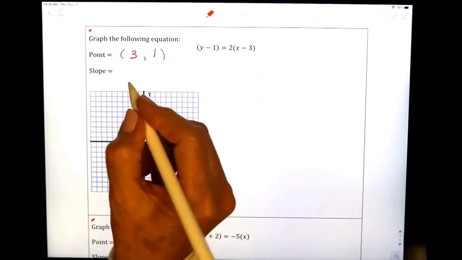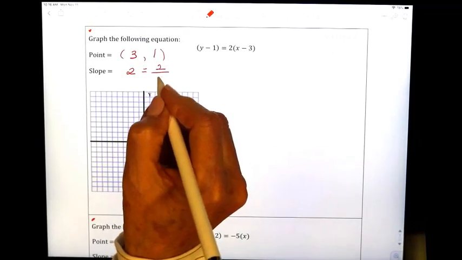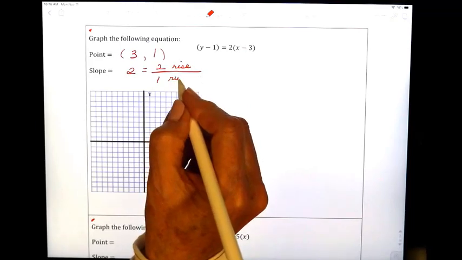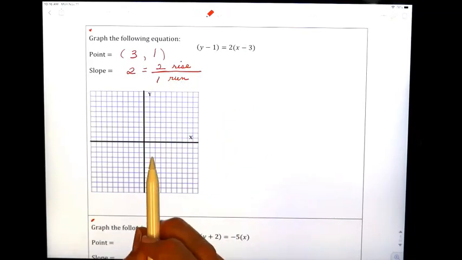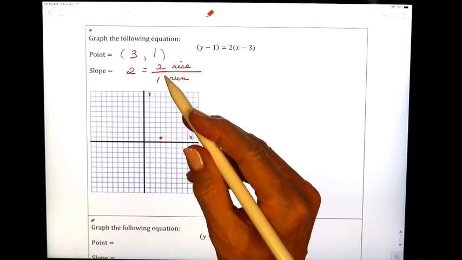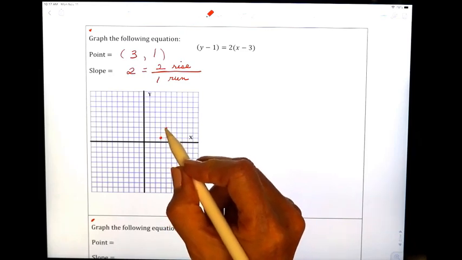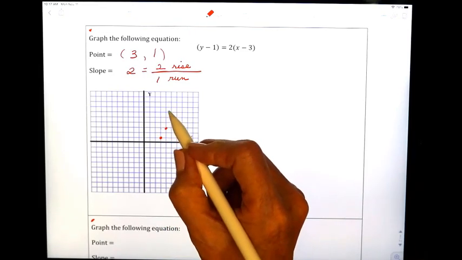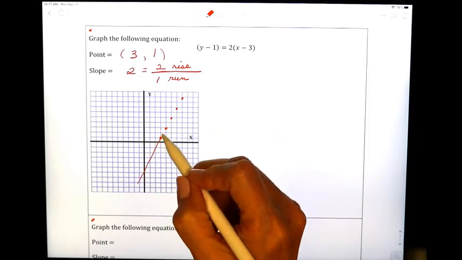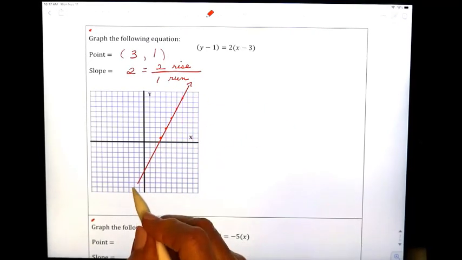And you can see that the slope of the line is 2. And when you just have a whole number, you're going to want to write that with 2 parts so that you can identify the vertical and the horizontal change. So quickly, let me plot the point 3, 1, which is right here. And then from there, I'm going to count up 2 and over 1. So up 2 and over 1. This one's steep, or steeper than the last one that we did, up 2 and over 1. And then you can sketch in the line, and you're finished.